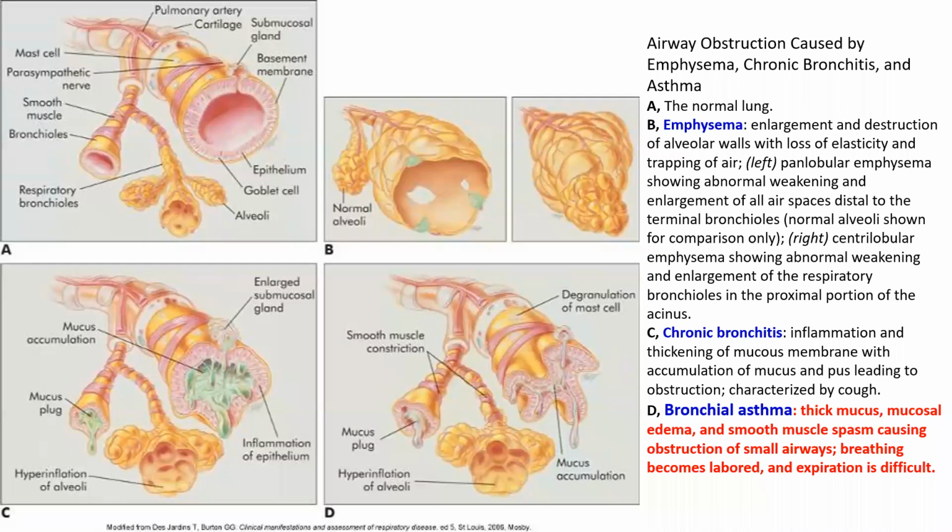This slide shows the difference between the different types of lung problems. B, the emphysema, which is a type of COPD. C, the chronic bronchitis, also another type of COPD. And then D, the bronchial asthma.